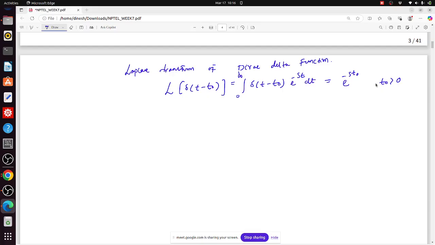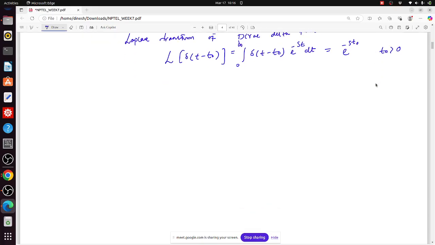So let's look at an example. Given d square x by dt square plus omega square x is equal to delta of t minus t0. Suppose the initial condition is given: x at t equal to 0 is 0 and dx by dt at t equal to 0 is 0.